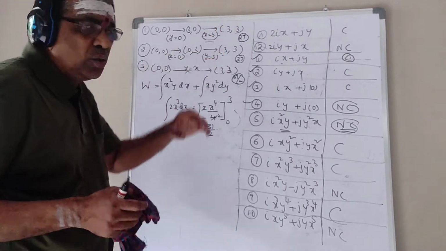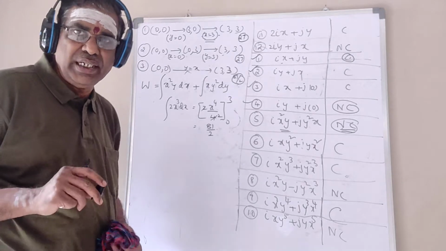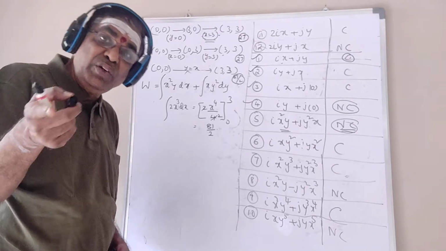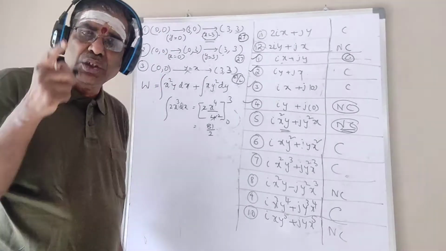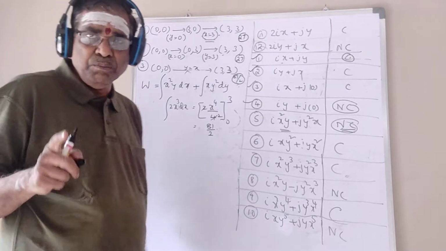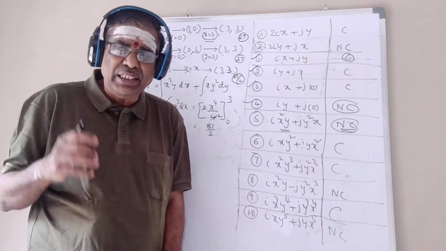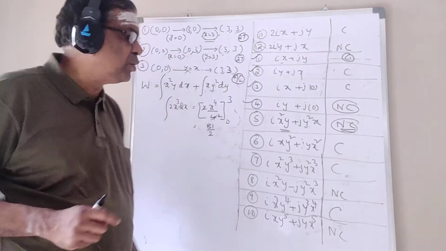Incidentally, one or two paths may have the same value, but it's purely coincidental, not a rule. But if you take a conservative force, it is a rule. Any path you choose, you are going to get the same value, but never take that as a definition. You may use it, fine. That's one of the very important characteristic features of a conservative force.